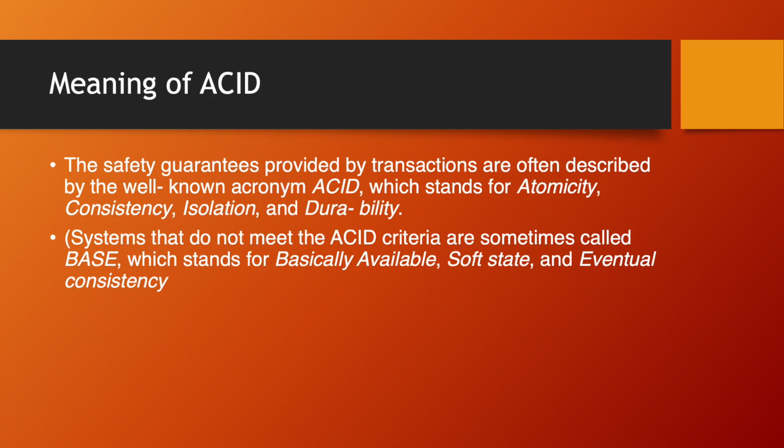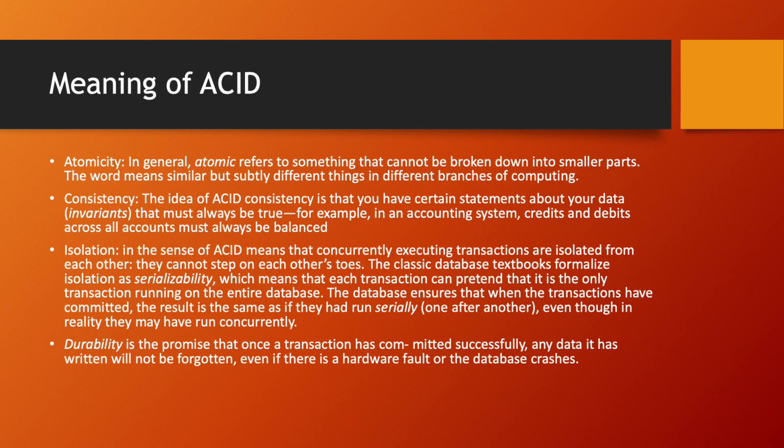What is the meaning of ACID? The safety guarantees provided by transactions are often described by the well-known acronym ACID, which stands for atomicity, consistency, isolation, and durability. Systems that do not meet the ACID criteria are sometimes called BASE, which stands for basically available, soft state, and eventually consistent. Meaning of ACID. So, atomicity. In general, atomic refers to something that cannot be broken down into smaller parts. The word means similar but subtly different things in different branches of computing.